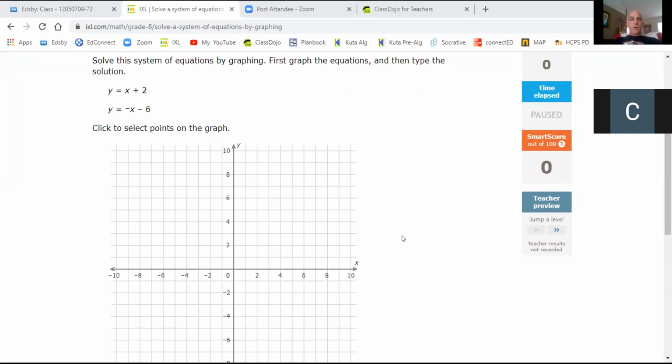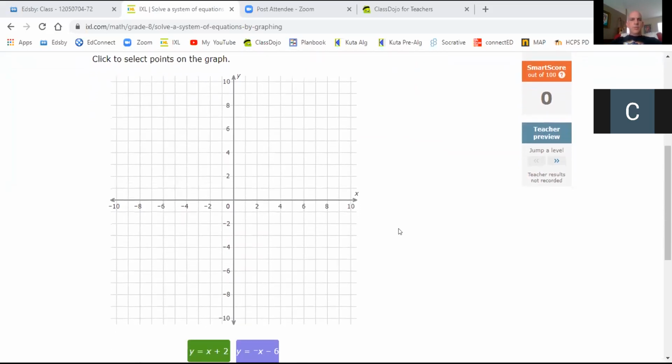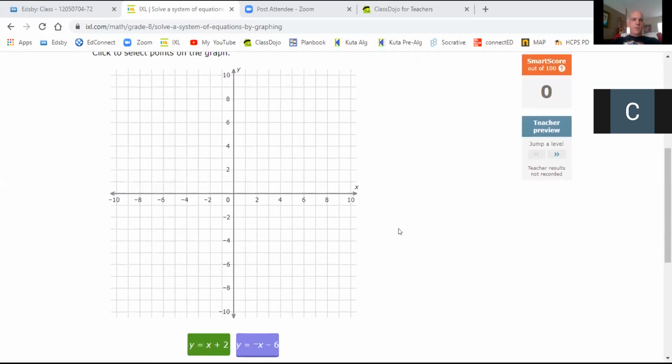So if we were just graphing one, we would put the points that we need to make that line and it would create it for us. So if we scroll down a little bit, you'll see under the graph are those 2 equations in 2 different colors. All right, so what we need to do is go to the one that we want to graph. It doesn't matter which one you graph first. I'll graph this one first. All right, so that is the y equals x plus 2.